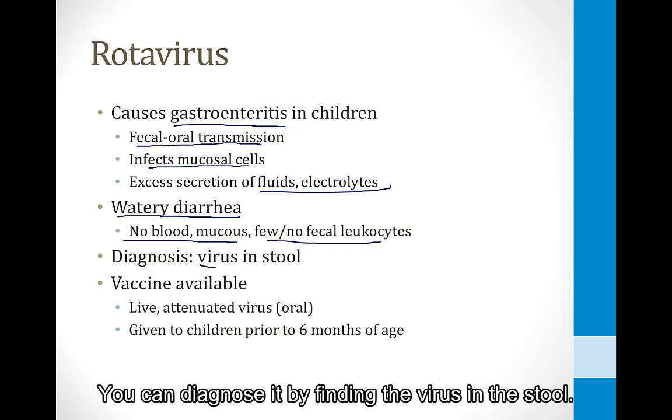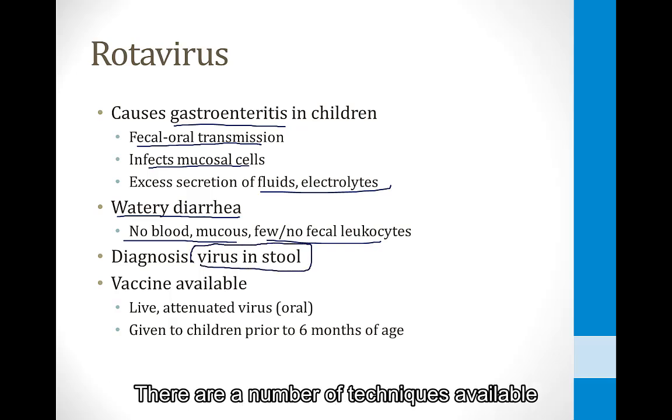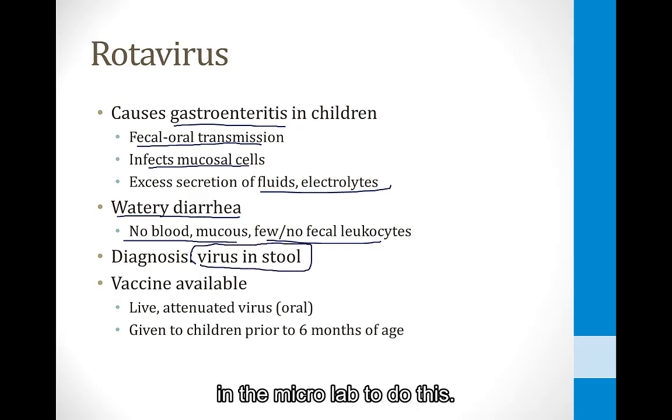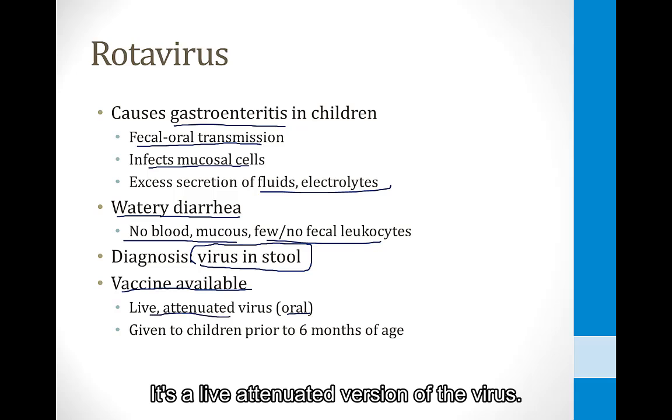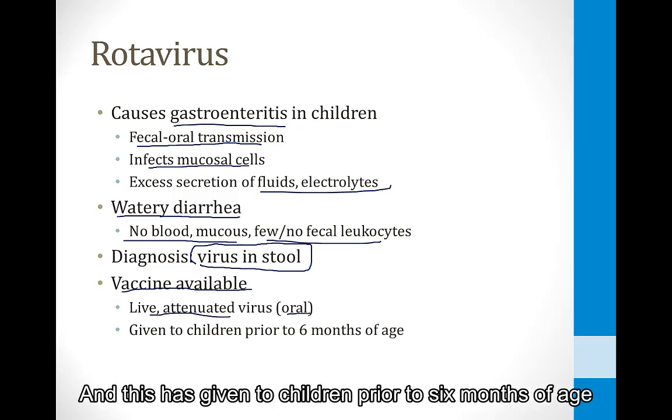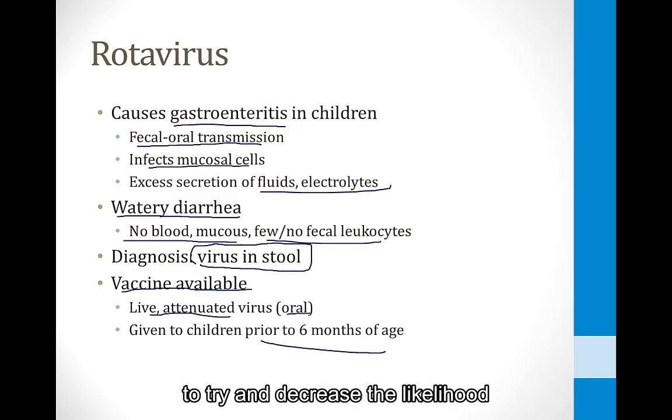You can diagnose it by finding the virus in the stool. There are a number of techniques available in the micro lab to do this. And there is a vaccine for rotavirus. It's an oral vaccine. It's a live attenuated version of the virus. And this is given to children prior to 6 months of age to try and decrease the likelihood that there will be outbreaks of rotavirus.